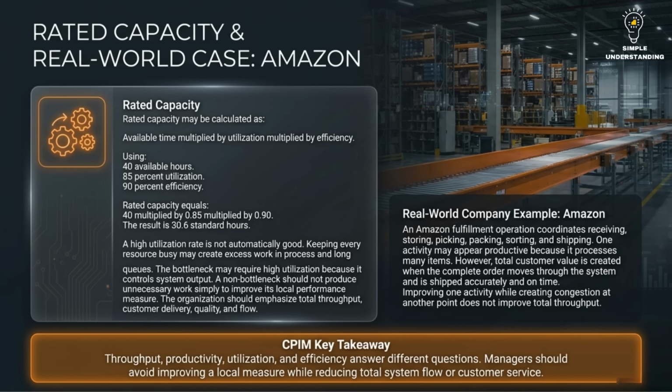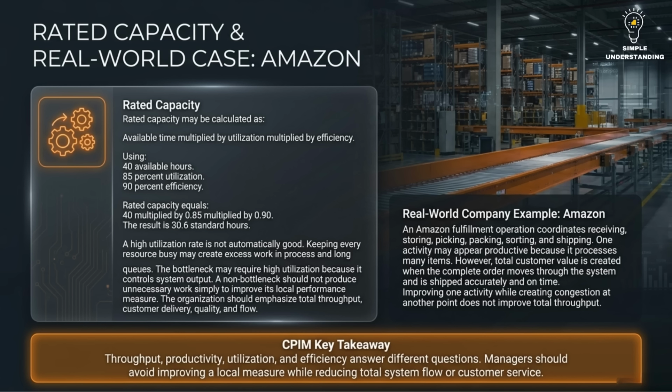A high utilization rate is not automatically good. Keeping every resource busy may create excess work in process and long queues. The bottleneck may require high utilization because it controls system output. A non-bottleneck should not produce unnecessary work simply to improve its local performance measure. The organization should emphasize total throughput, customer delivery, quality, and flow.